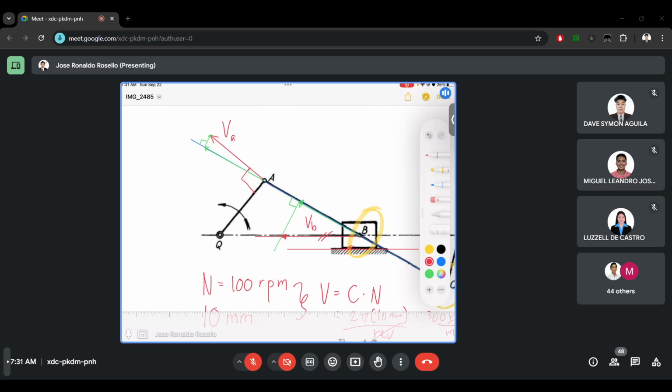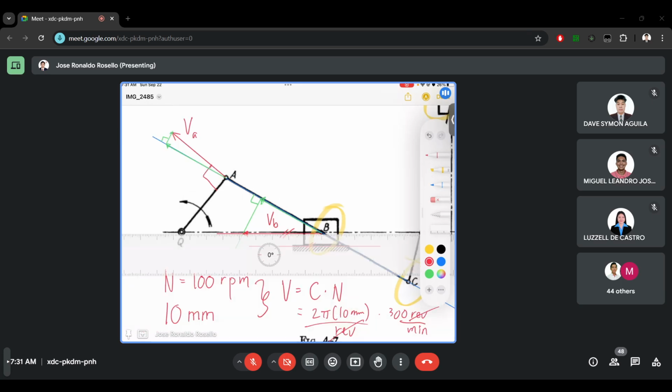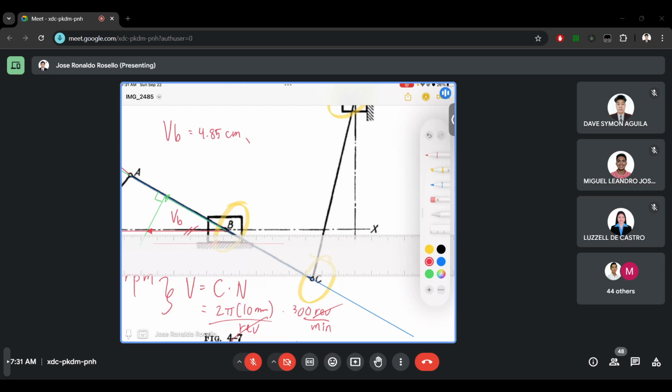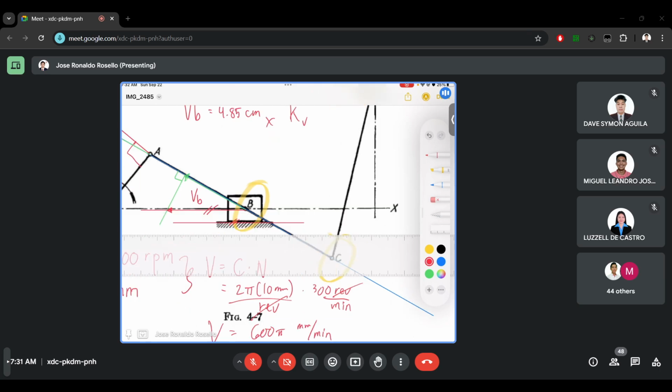Then we will have to measure with our ruler how long velocity B is. This is 1, 2, 3, 4, 4.85. So velocity B is 4.85 centimeters. Then we'll just have to multiply by kv to determine the actual velocity. Next is for velocity C.